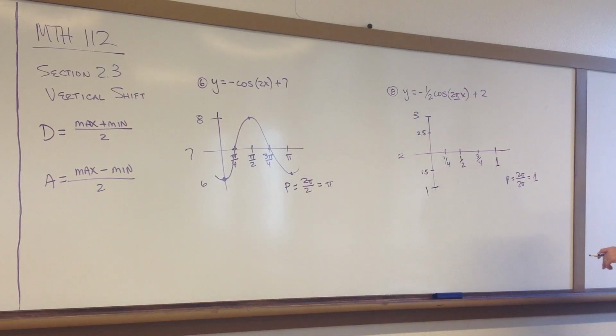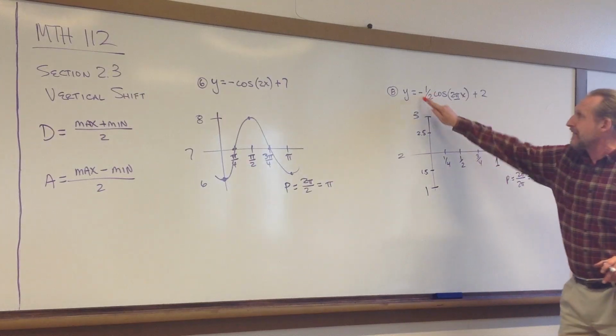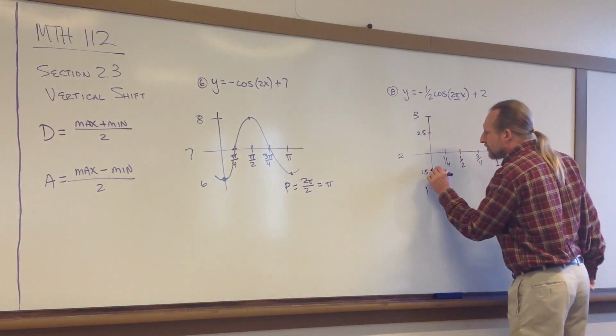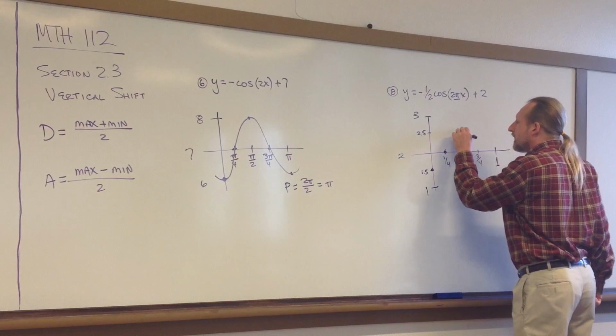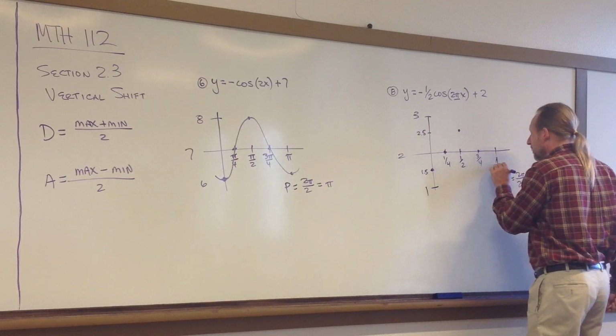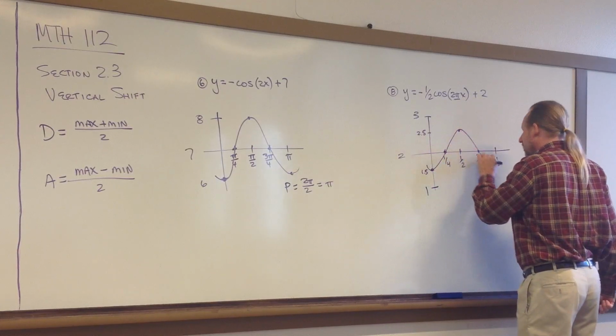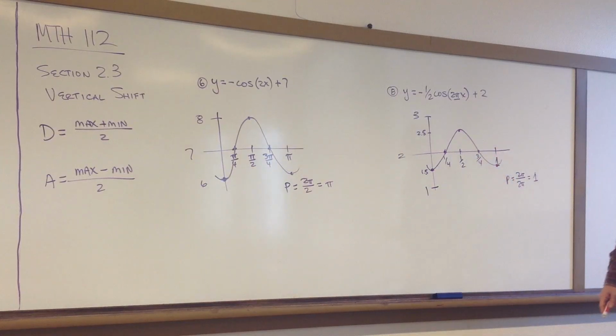All right, well, now that we've got that done, it looks like it's time to draw the graph. Again, this is a negative cosine graph. It starts at the minimum value, midline, maximum, midline, back to the minimum. And so it'll look something like this.